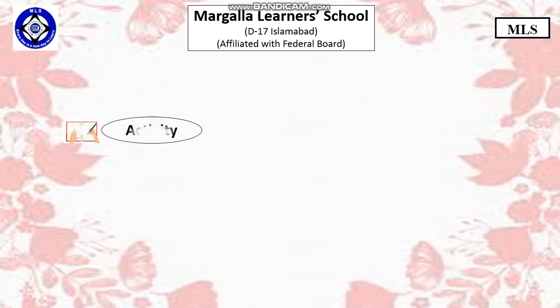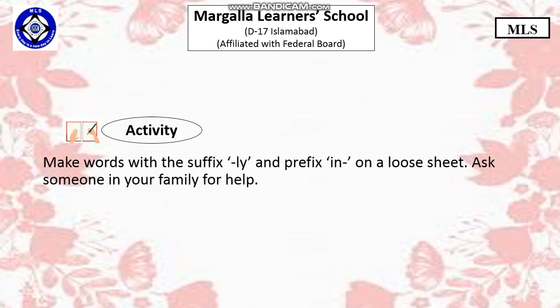Now let's do an activity. Make words with the suffix ly and prefix in on a loose sheet. If you have any difficulty, ask someone in your family for help. For example, I have written down the words suddenly with the suffix ly and insufficient for the prefix in. Similarly, make at least 5 words for each.